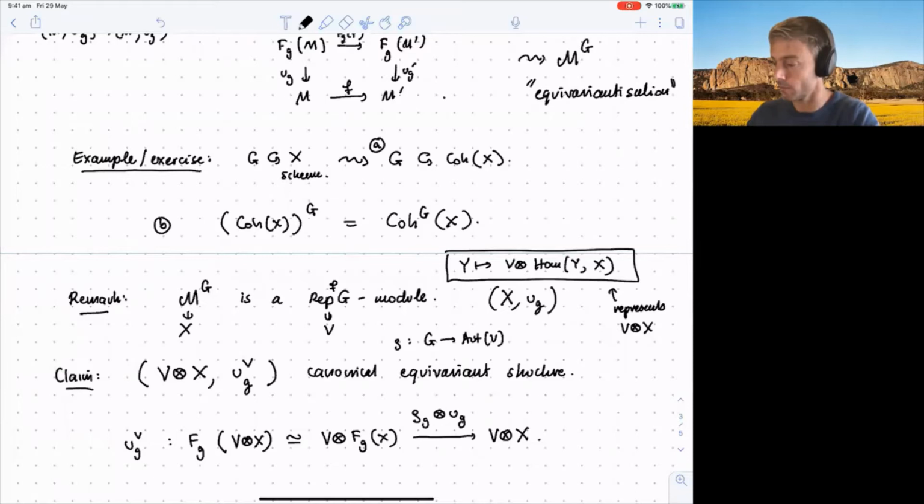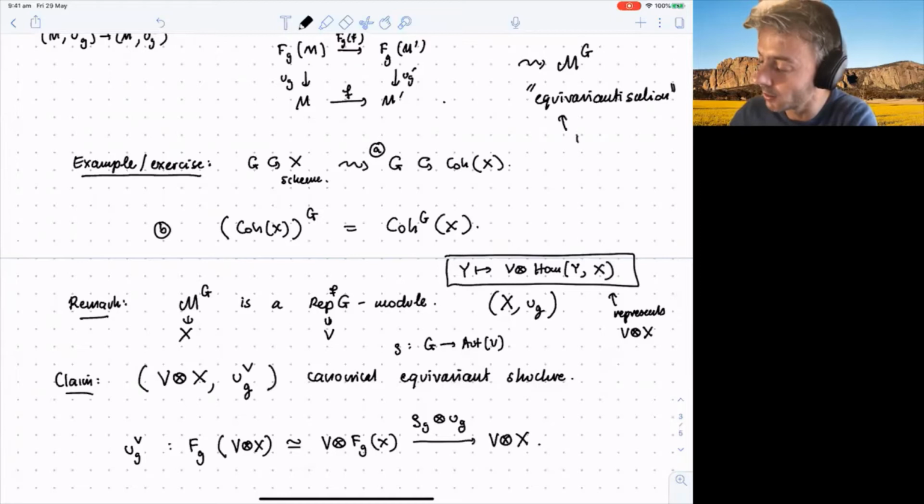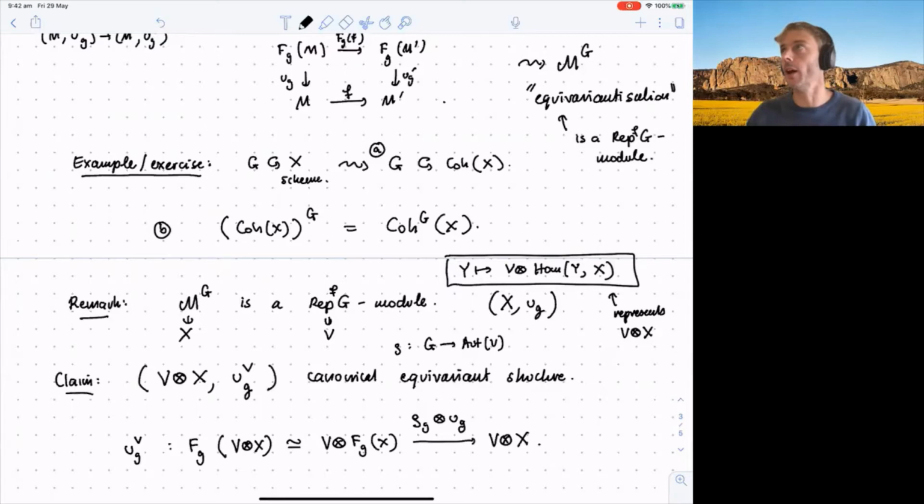And so what we just saw is that this is a Rep G module. Now we come to de-equivariantization.